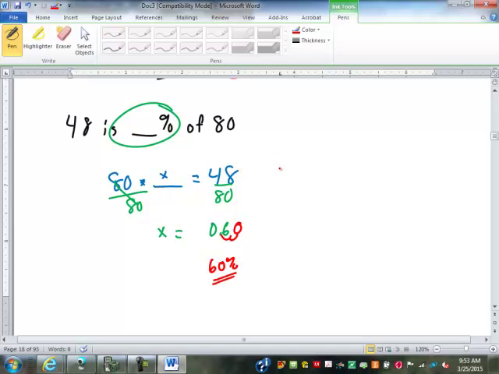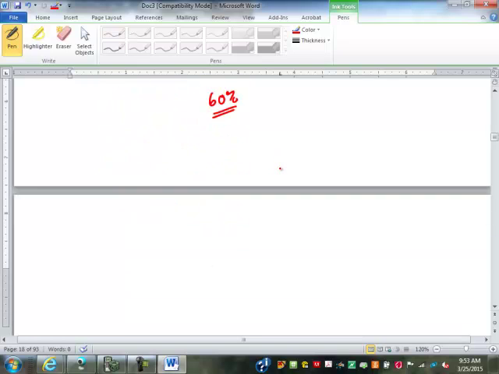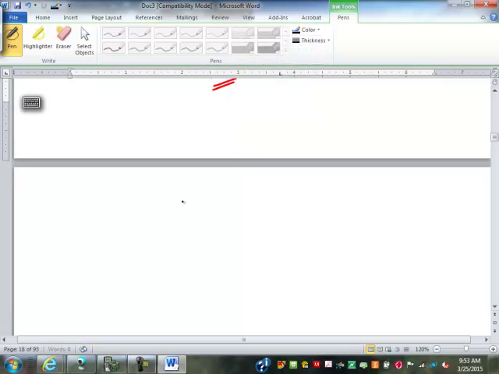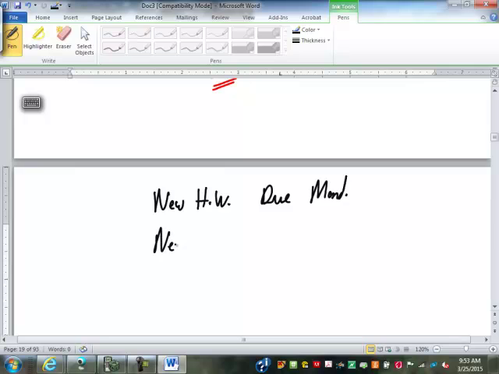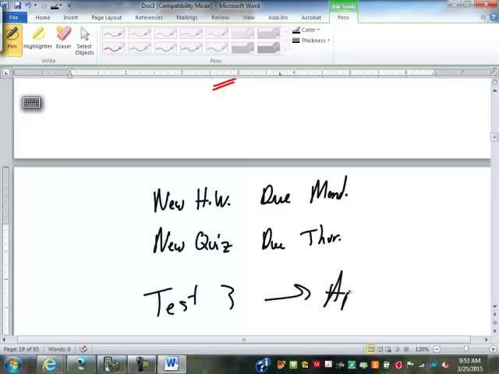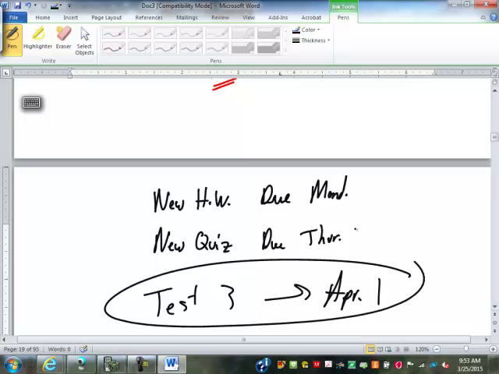I'm sorry, but I am losing my voice, so I'm going to have to cut it off here. There is a new homework due for Monday. There's a new quiz due tomorrow, so due Thursday at 11:59 p.m. Just a warning, coming up is unit test 3, April 1st, which will be next week, Wednesday, 1 week from today. So we're wrapping up the unit really soon.